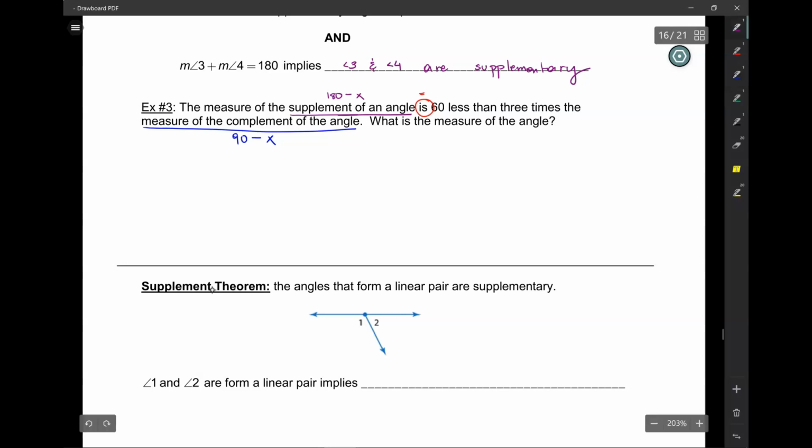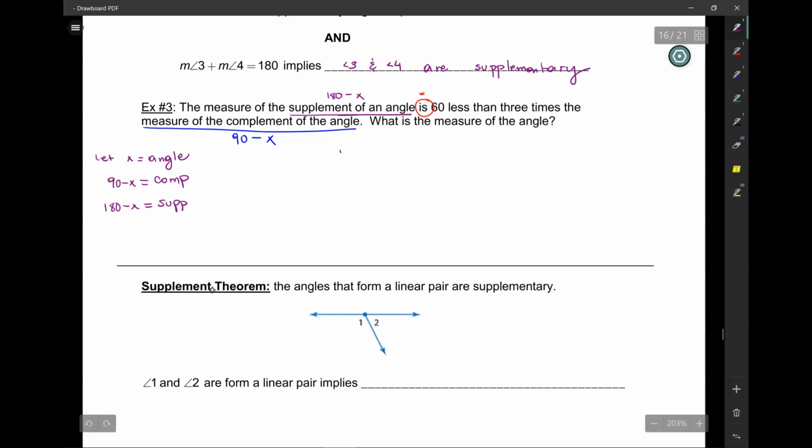So here's what we do. Look, we're not there yet. Hang on. Let x equal the angle. Okay, let's do it this way. Then 90 minus x is always the complement. 180 minus x is always the supplement. Okay? So now let's read the sentence again.